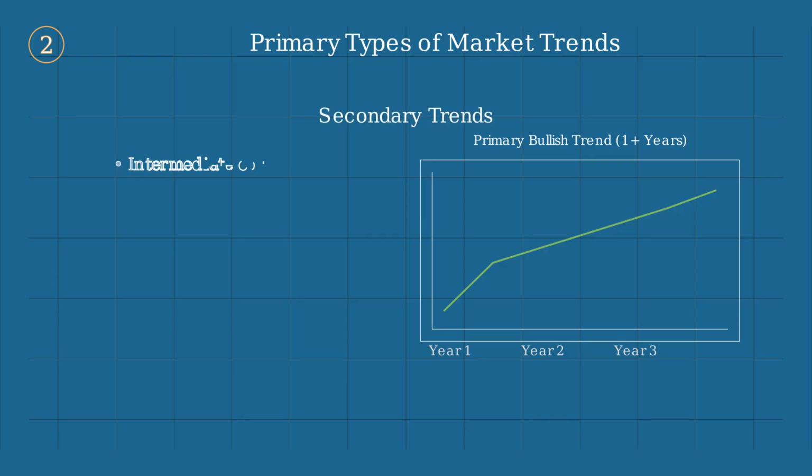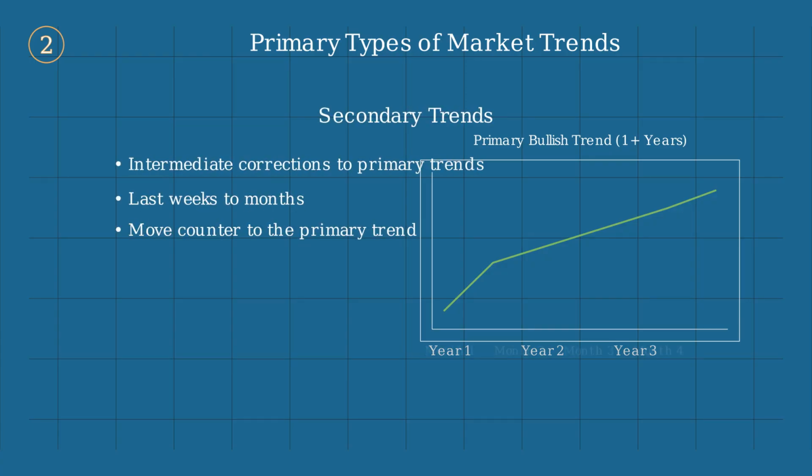Secondary trends are intermediate movements occurring within primary trends. They last several weeks to months and typically move in the opposite direction of the primary trend. These corrections often retrace about 1/3 to 2/3 of the primary trend's movement. In a bull market, secondary trends are temporary pullbacks. In bear markets, they're relief rallies.